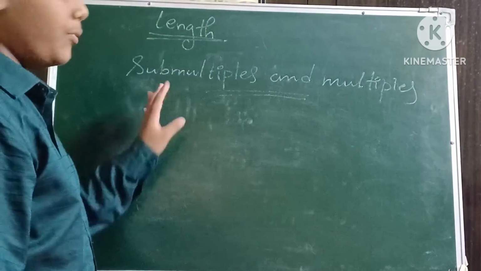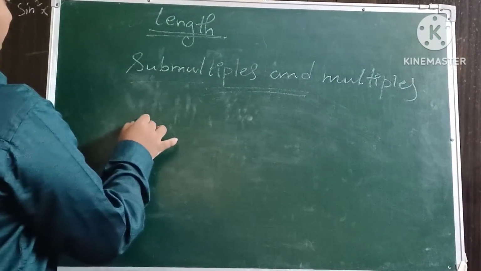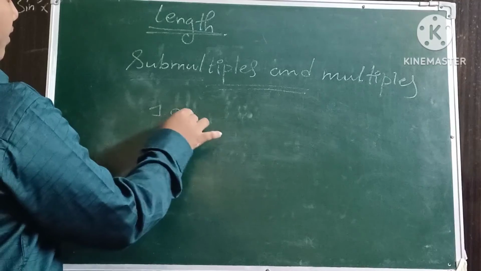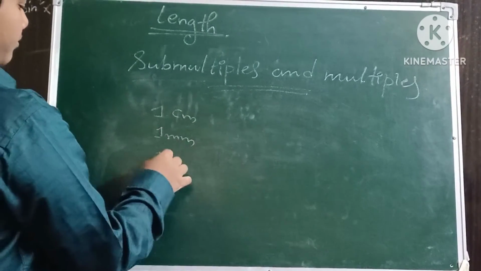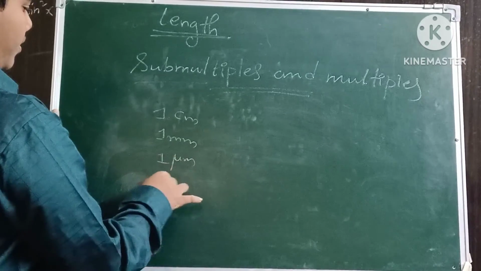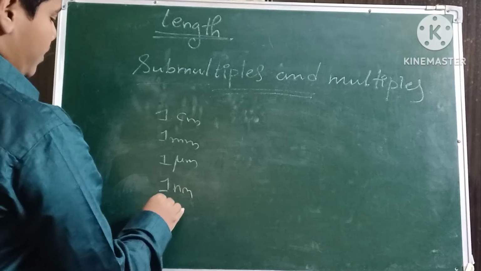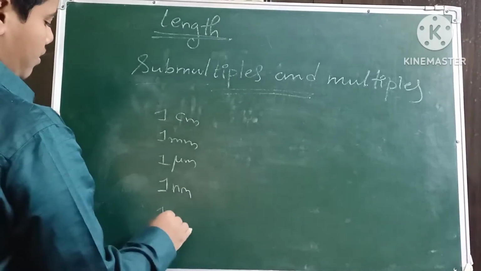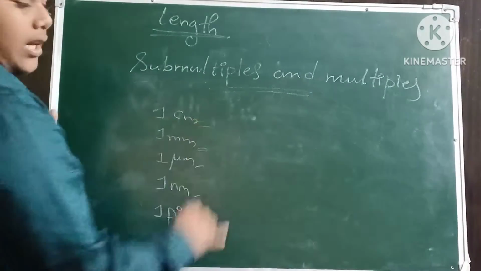In units, submultiples and multiples. In submultiples, we already know that 1 centimeter, 1 millimeter, 1 micrometer, 1 nanometer, 1 angstrom. These are all we know.